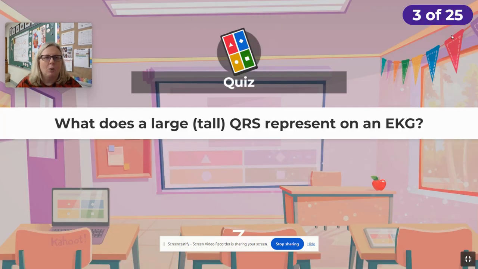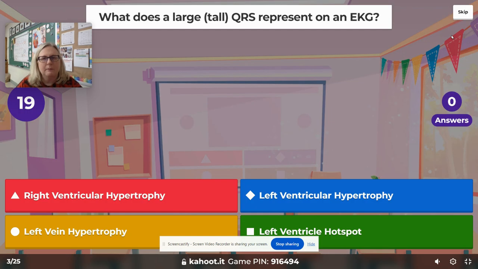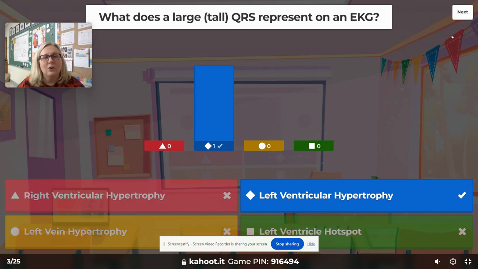Next question. What does a large or a tall QRS represent on an EKG? So a tall QRS, really big ones, almost off the paper. And if you've done Manny's EKG, you've seen how tall his is. So that stands for left ventricular hypertrophy, or LVH. This is good in young males. That means that their heart is strong. And it's also good in athletes, also good in little kids. You'll see really tall QRSs.